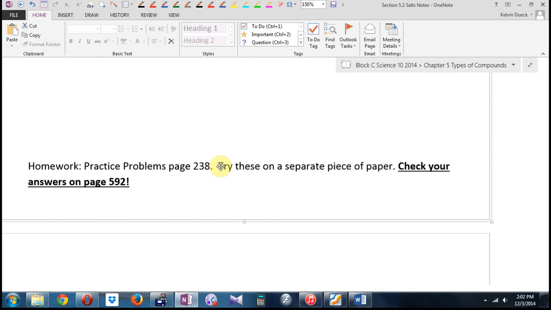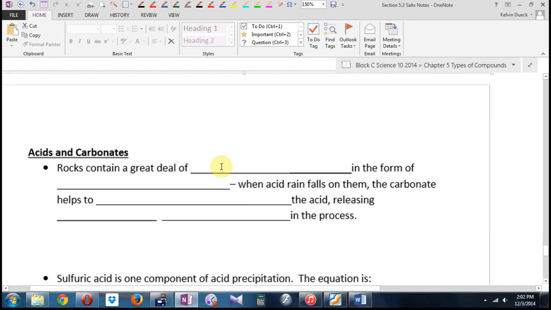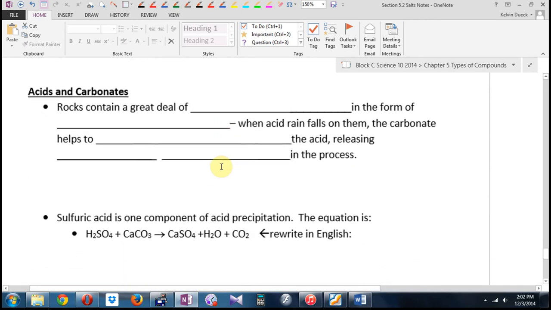The answers are on page 592. Make sure you check your answers. Here's the last thing we're going to talk about. Almost done. The last thing I talked about was acids and carbonates.